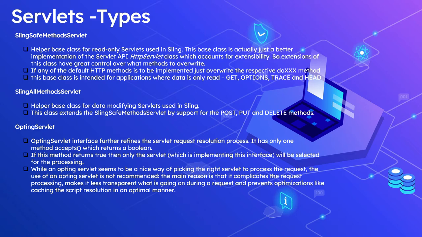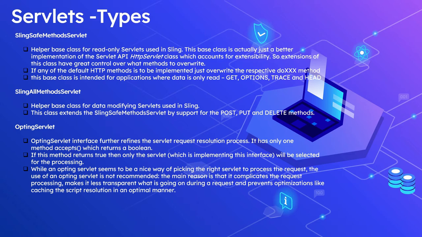The next one is Sling all method servlet. This is the base class for data modifying servlets in Sling. This class extends the Sling safe method servlet by adding support for the POST, PUT and DELETE methods. We can override the required methods in our custom servlet.